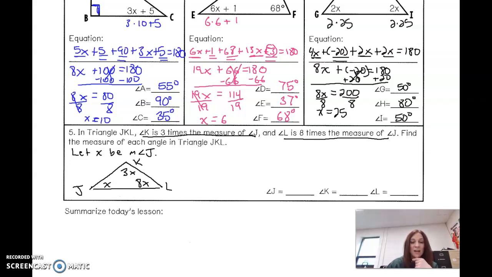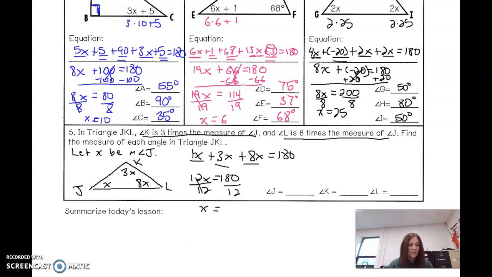Now all we have to do is add all these up. 1x plus 3x plus 8x equals 180. 1x plus 3x is 4x, plus 8x is 12x. Divide by 12. X equals 15. Okay, so remember J is whatever X is. So J is just 15 degrees.